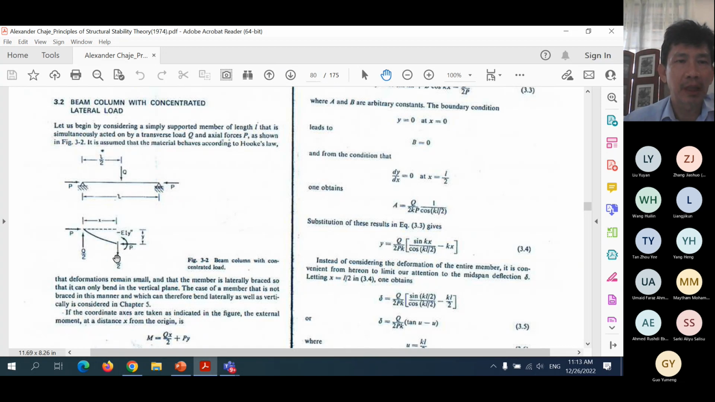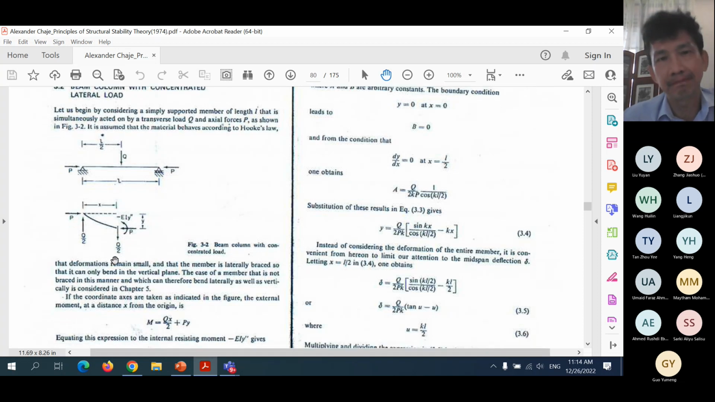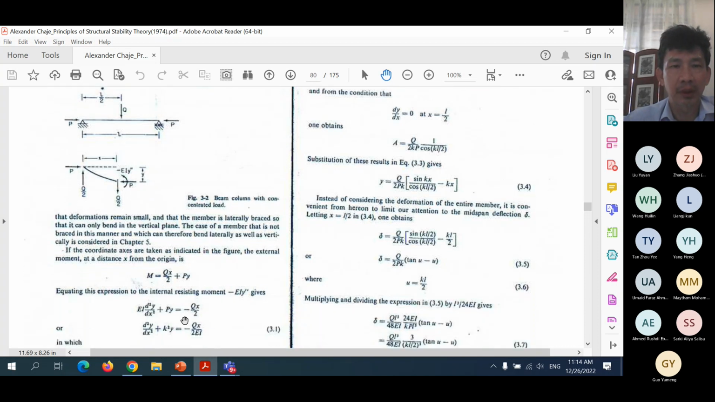This is the free body diagram. If we cut through any of the sections, then you are going to get the bending moment acting here. This bending moment is equal to negative EI y double prime, for this coordinate system, x in this direction, y in this direction. In the way that we have gone through many times, if you consider moment at this point using this free body diagram, you are going to get this equation.